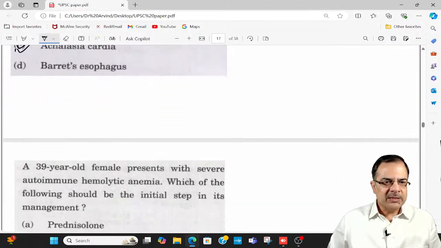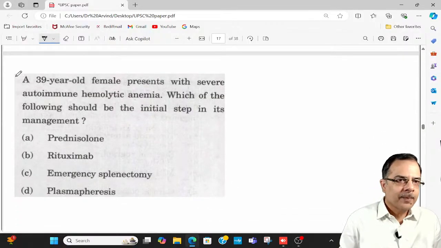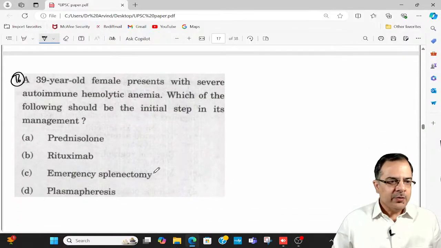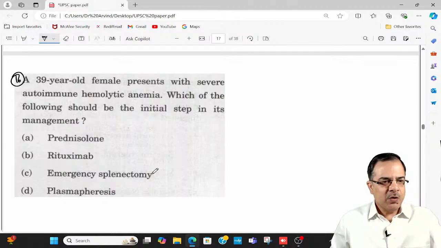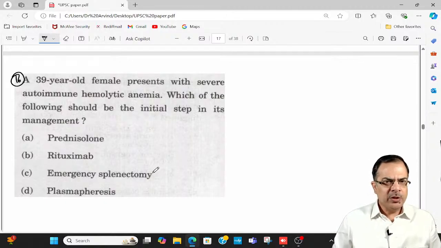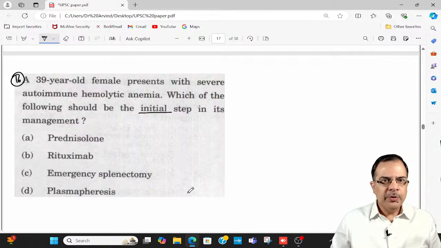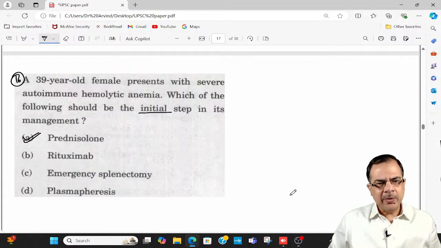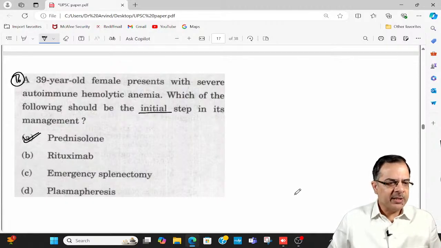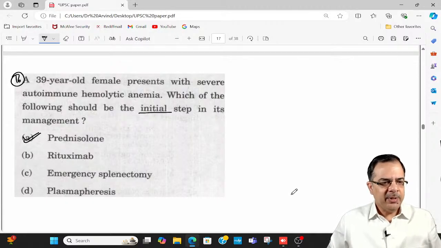Now come to question number 16. A 39-year-old female presents with severe autoimmune hemolytic anemia. Which of the following should be the initial step? Read the question carefully. Initial step. So for autoimmune hemolytic anemia, the initial drug of choice is always steroids. So we will give steroids. And depending on the cause of that autoimmunity, we might add some other immunosuppressive agents later on. But initial therapy always starts with steroids.